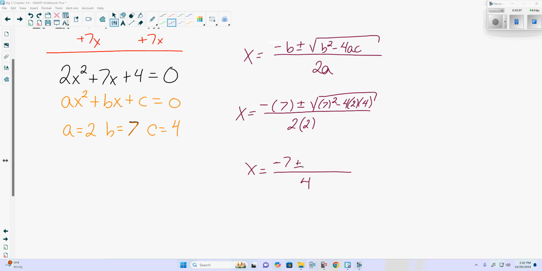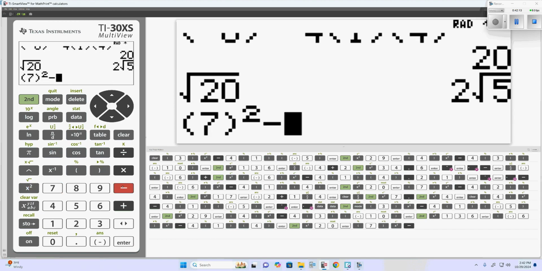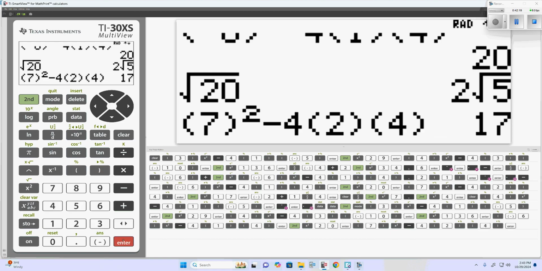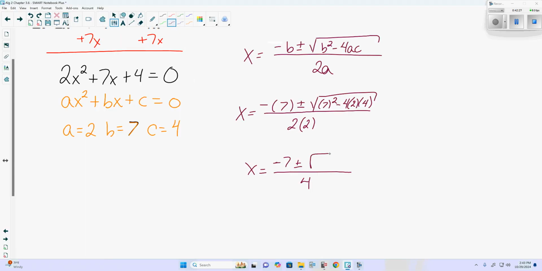Now we do need to simplify our radical. Parentheses 7 squared minus 4 times 2 times 4, yes? 17. Square root of 17 is? So that's the answer. Questions on this here?